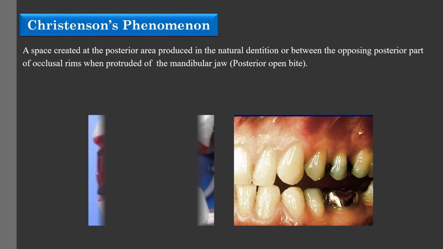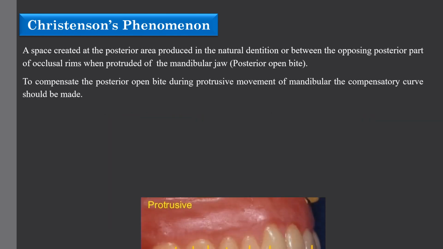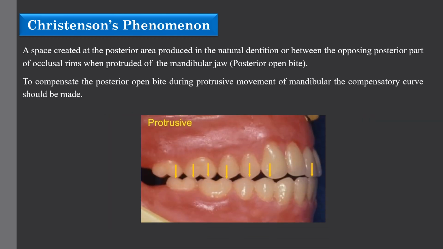The second concept is Christensen's phenomenon. It is a space created at the posterior area, produced in the natural dentition or between the opposing posterior parts of occlusal rims when the mandibular jaw is protruded. That means posterior open bite. To compensate the posterior open bite during protrusive movement of the mandible, the compensatory curve should be made.